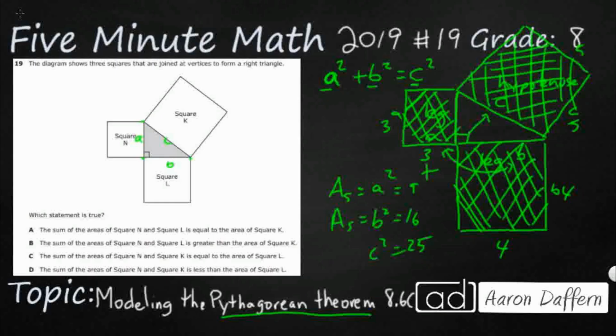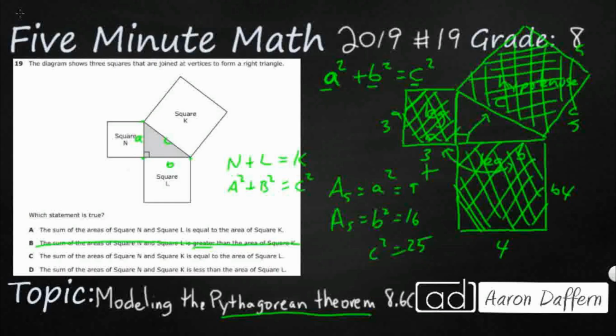The sum of the areas of n plus L is equal to the area of k. Well, they just try to trick you because they use n and L and k, but if we were to label these, a squared is n, b squared is L, and k is c squared. Yeah, that looks good. The sum of n and L is greater than the area? Nope, it's not greater, it's equal.